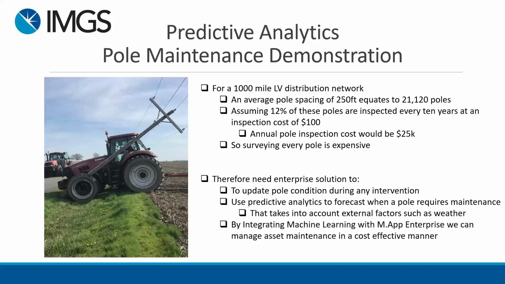So in an example we've seen in America, for a 1,000-mile LV distribution network, an average pole is spaced about 250 feet apart. So that means there's about 21,000 poles in that area. So assuming 12% of these poles are inspected every 10 years at a cost of $100, an annual inspection cost would be $25,000. So surveying every pole in the country is expensive.